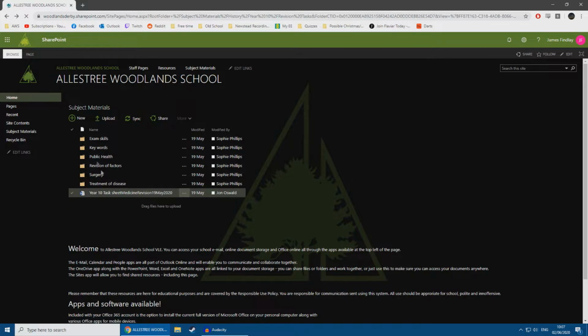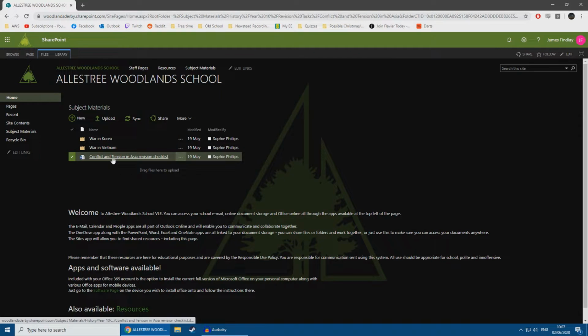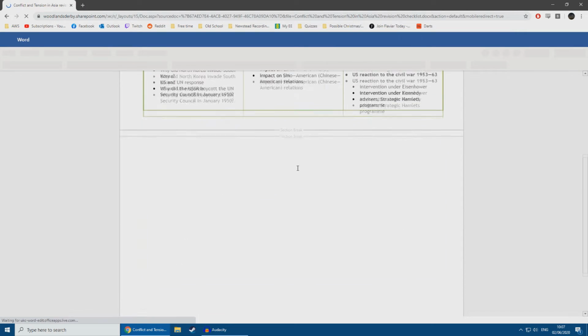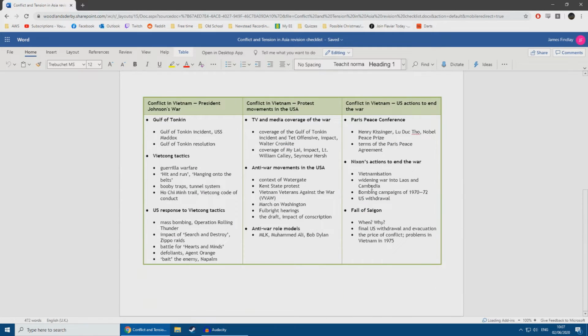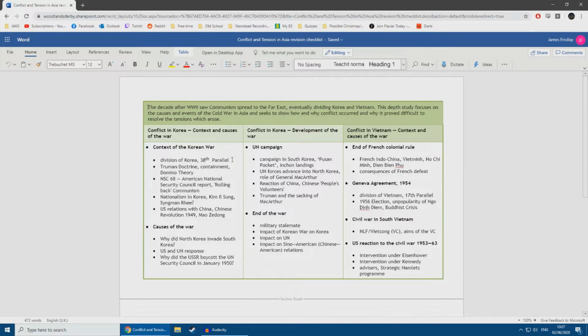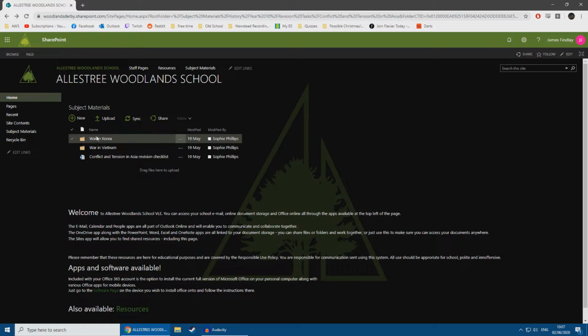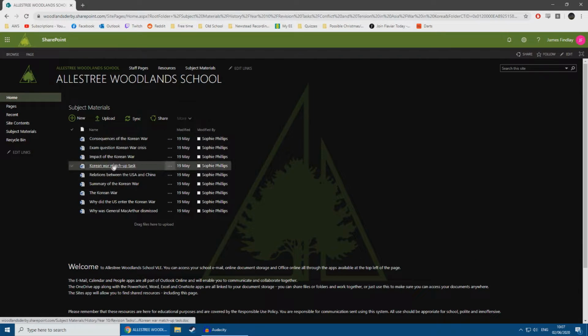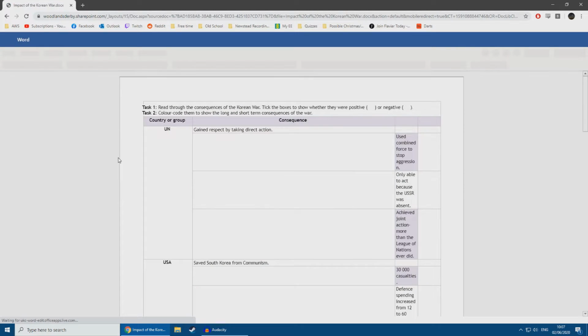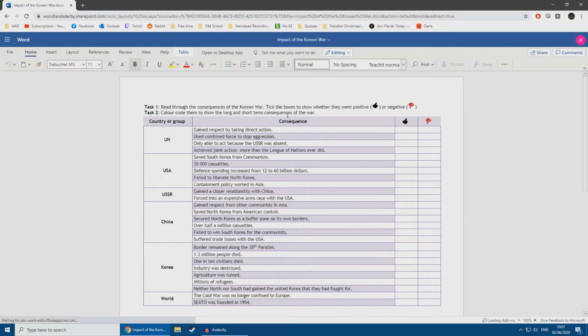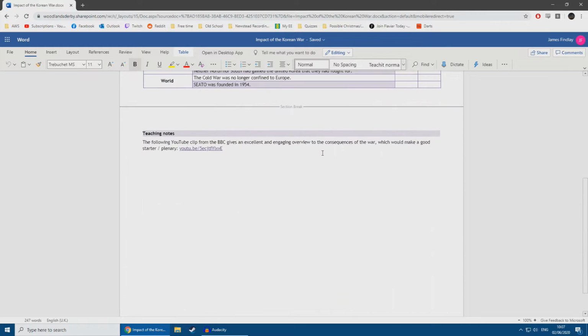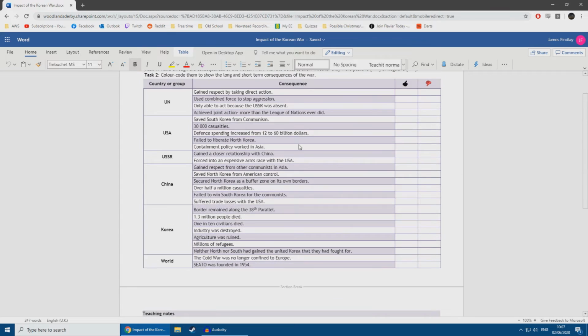I can't find one in medicine at the moment, but in conflict and tension and in Germany there are revision checklists. Okay, so things that you should know. What I would start by doing, if you're not sure what to do, is go into those and tick off the things you know, find out what you don't know, and then go into the folders and go, right, I don't know anything about the Korean War. Let's do the impact of the Korean War, and it will open this up. Then you can read through the tasks and complete the tasks on there, and then there is usually a YouTube clip or a follow-up that you can do as well.